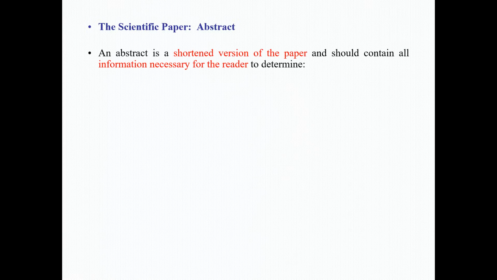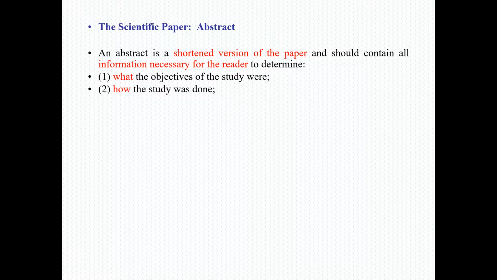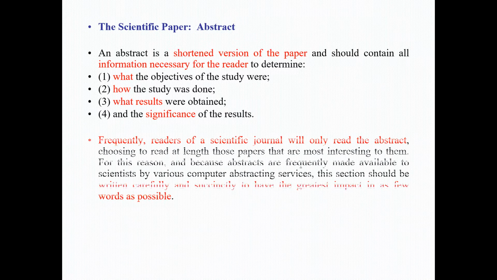So, the scientific paper: first we come to the abstract. So what is an abstract? You know that an abstract is a shortened version of the paper and should contain all the information necessary for the reader to determine. So what is that information? This information consists of: number one, what the objectives of the study were; number two, how the study was done; number three, what results were obtained; and number four, the significance of the results.